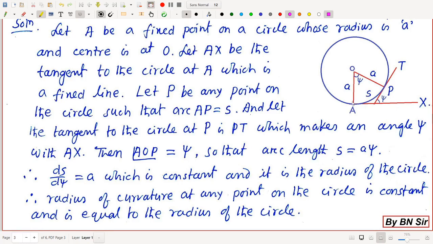So then the angle AOP equal to psi. It is easy to see. How? Angle between two lines equals angle between their perpendiculars. Here, see, OA is perpendicular to AX because OA is radius and AX is tangent, and OP is perpendicular to PT because PT is tangent and OP is radius. So the angle between AX and PT will be the same as the angle between OA and OP.